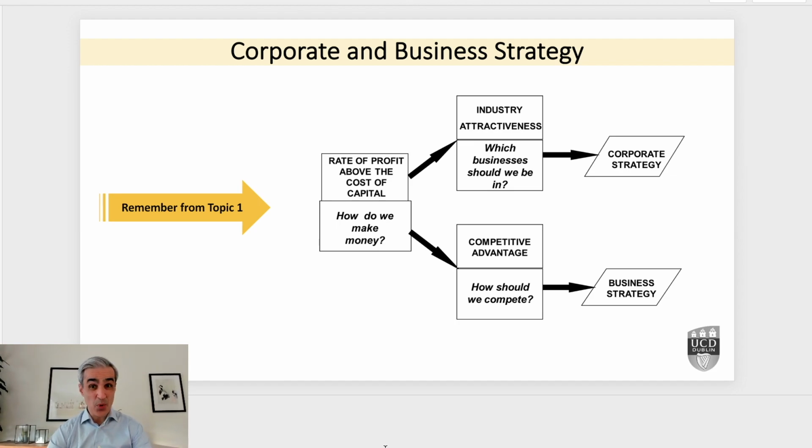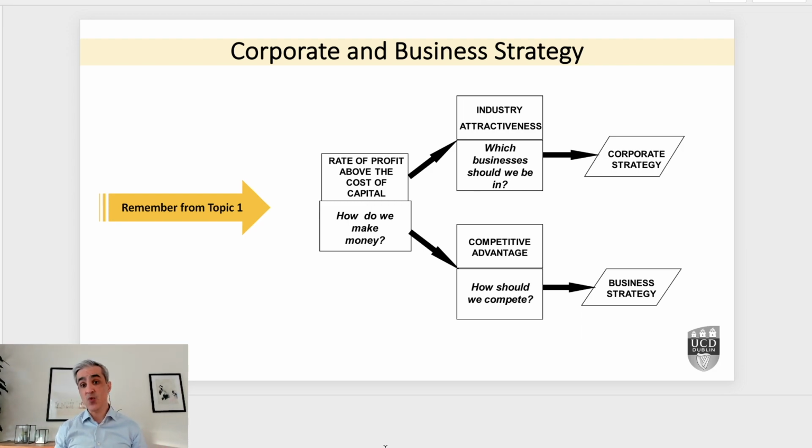In this slide, the point I was trying to make is that there are two different types of strategy. And that strategy, at the end of the day, is to bring a rate of profit above the cost of capital. So investors give you money, you put money into the business, you want to bring a return on that investment that is actually higher than the money that you initially invested. And there are two different ways of approaching this, two ways of understanding a strategy.